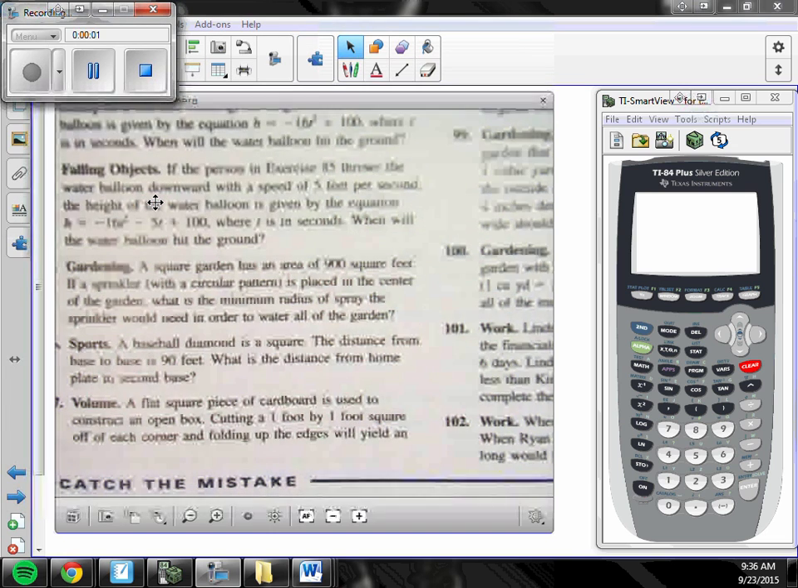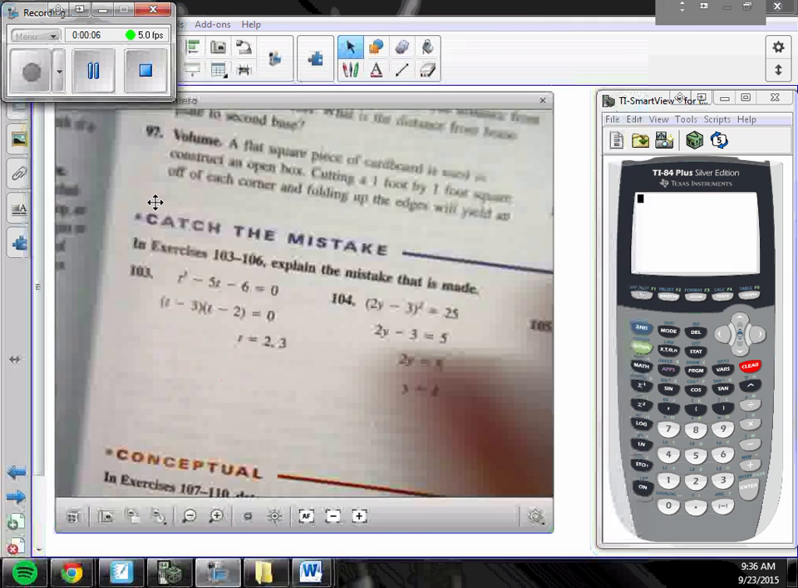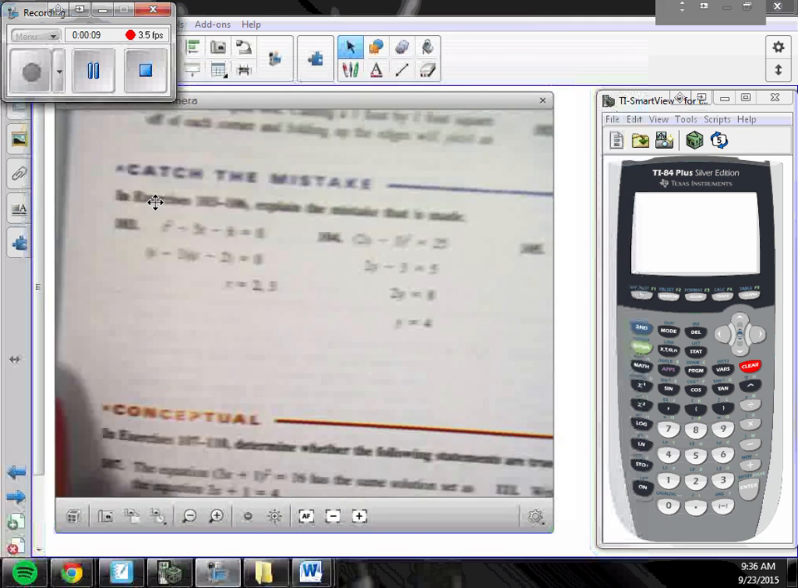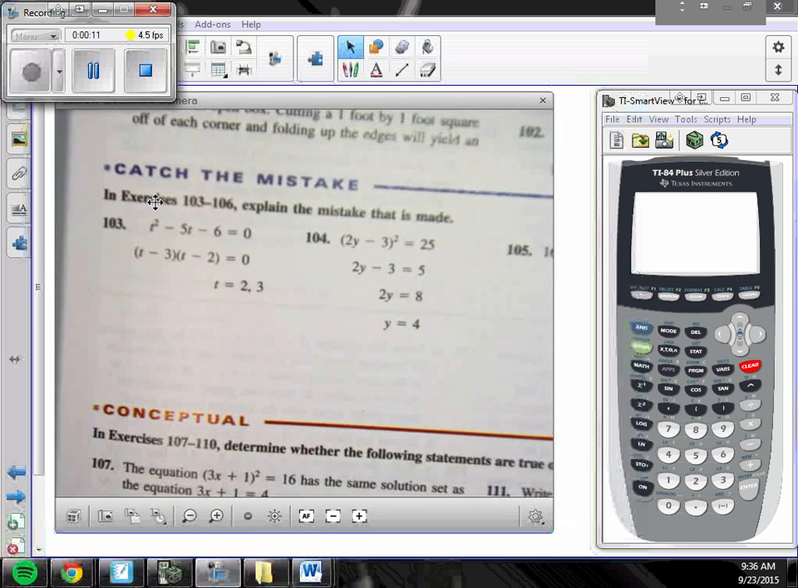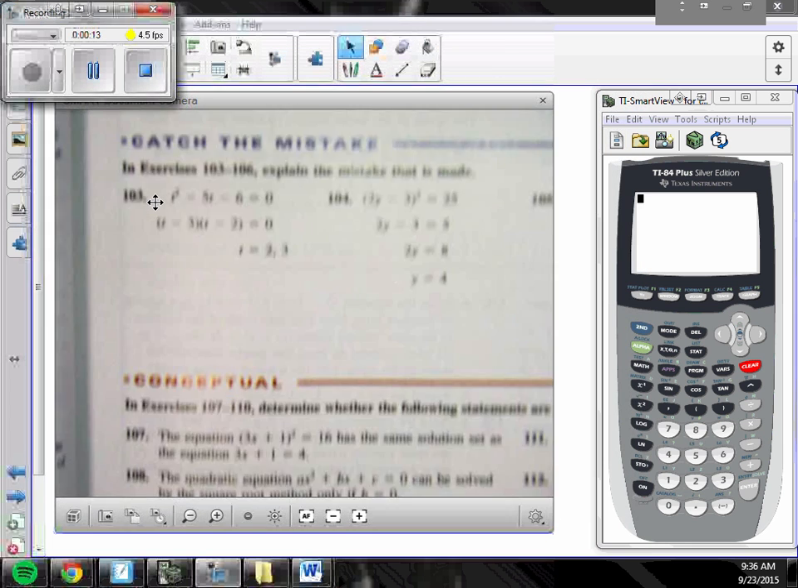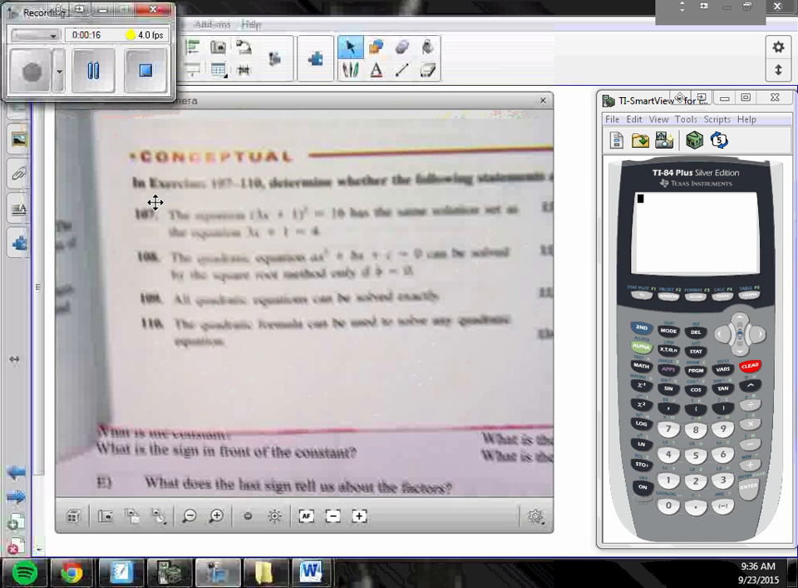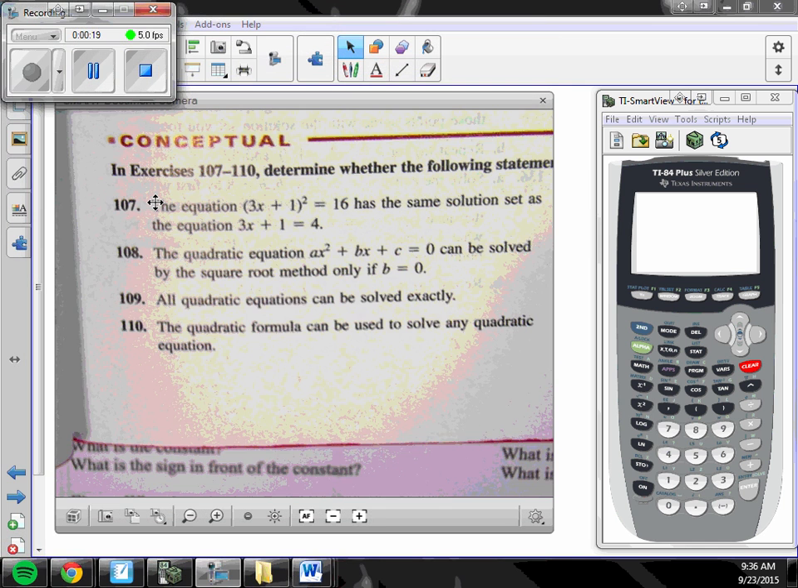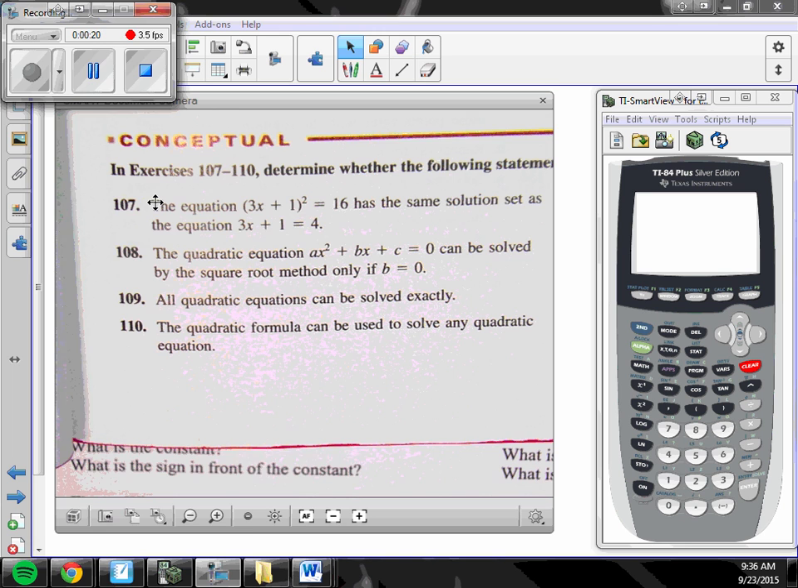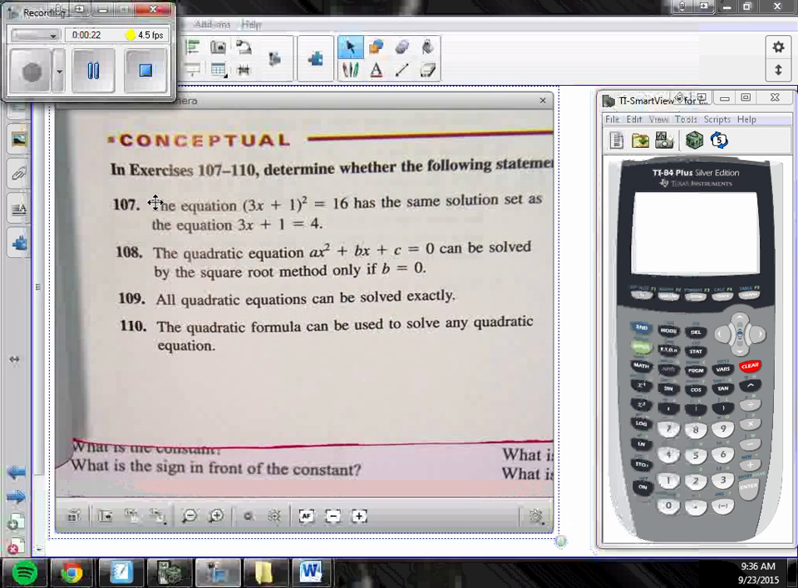We are doing page 31, and the set is 107 to 135. Determine whether the following statements are true or false. So the equation, it's odd. So 107 to 135, odd.